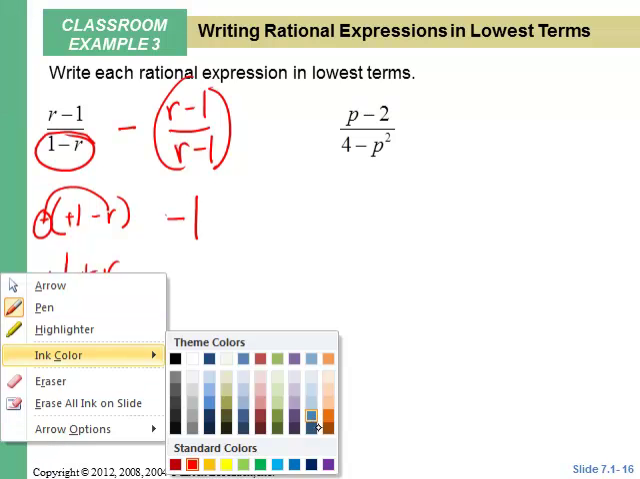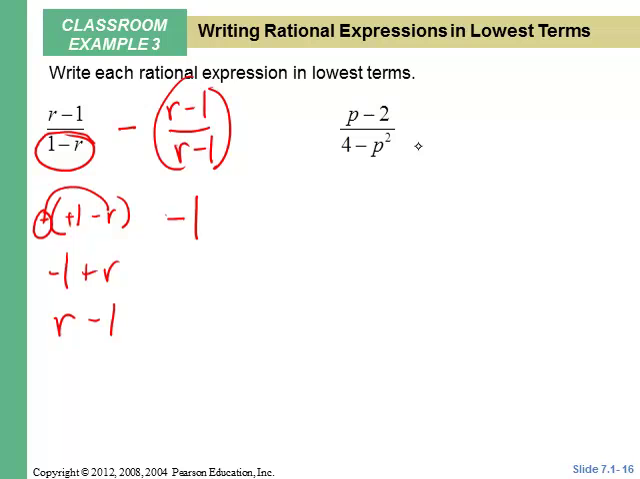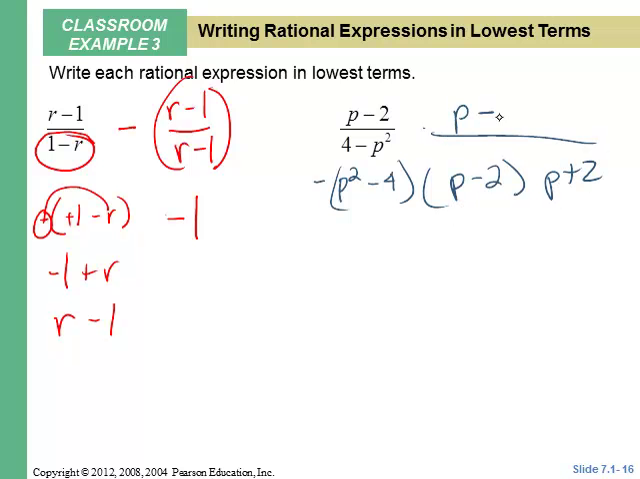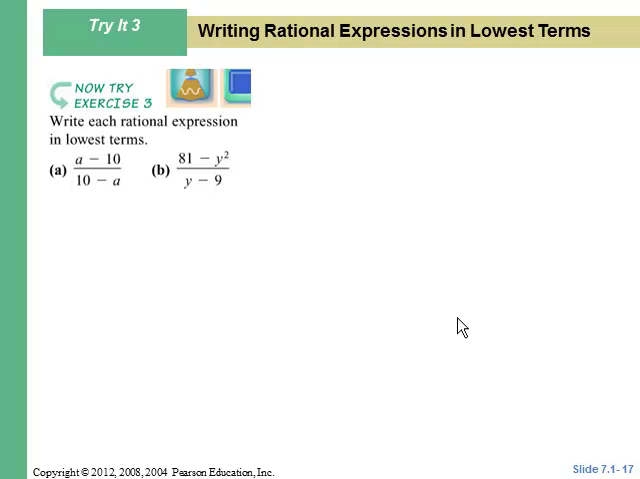For the second one, rewrite the denominator as -1 times p squared minus 4. So we have the denominator factors into p minus 2, p plus 2. Still have the same numerator, p minus 2. Remember the negative sign out front. These cancel, and we will have -1 over p plus 2. You try these two.